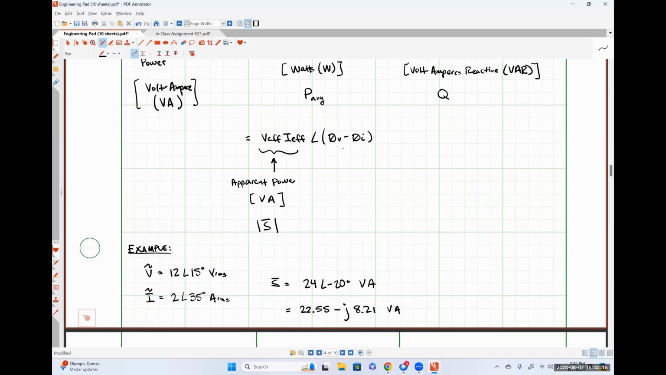And then lastly over here, we have what is commonly referred to as the power factor angle. This is an angle just measured in degrees, and its symbol is typically theta S.